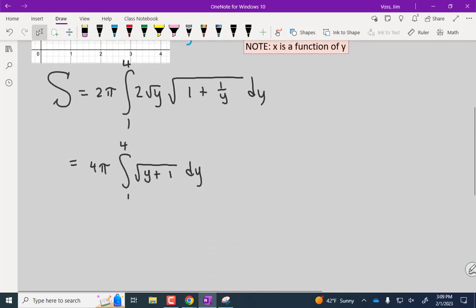So then we combine our 2 square roots, so the inside of the left root is distributed to the inside of the right root. So y times 1, y times 1 over y. 1 over y times y is 1. And that's a pretty easy integral because inside is just linear.